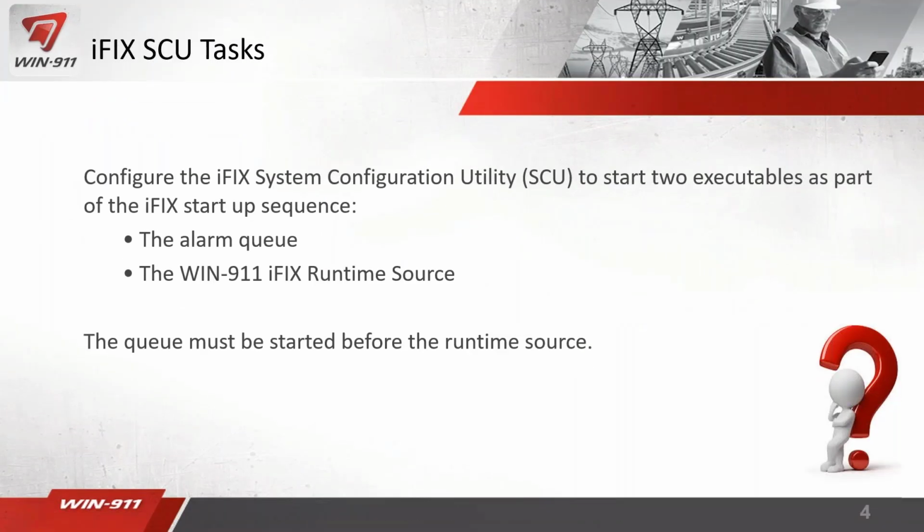Okay, so the iFIX SCU task. This is, just from the beginning, if you just installed WIN-911 and you haven't set anything up, that's where we're starting right here. So you want to configure the iFIX system configuration utility to start 2 executables. In the iFIX startup sequence, you're going to be calling upon the alarm queue, the ALM user queue, and our WIN-911 iFIX runtime source. The queue must be started before our runtime or you're going to run into some issues.